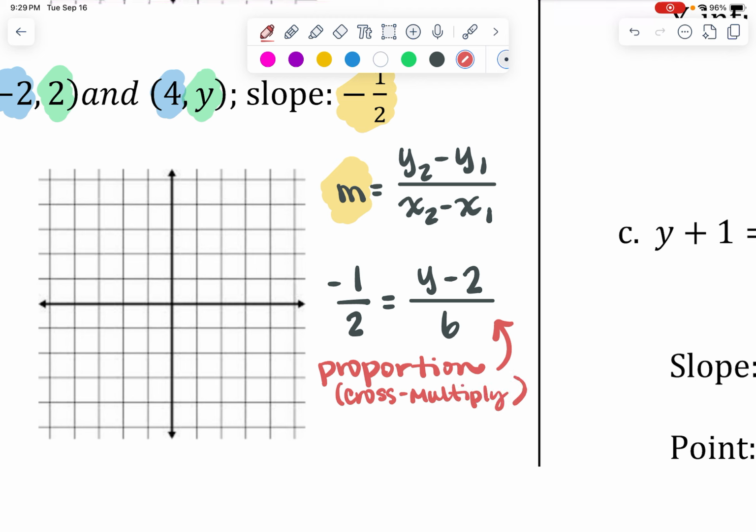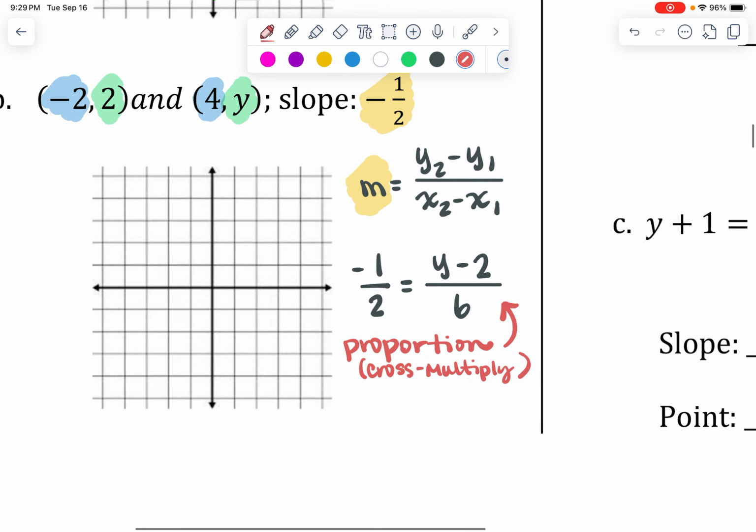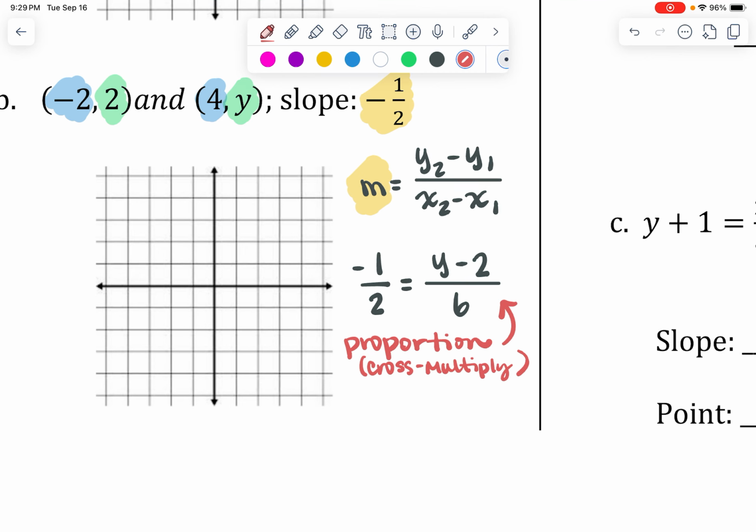Guys, you will have to do this again next year in geometry, right? You'll be asked to do these exact same problems. You will not be provided with graphs, right? They will totally expect you to be able to solve this using a proportion, right? And so that's why we kind of want to practice doing the harder stuff.